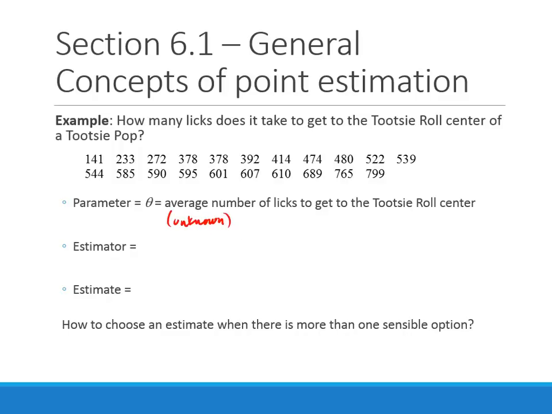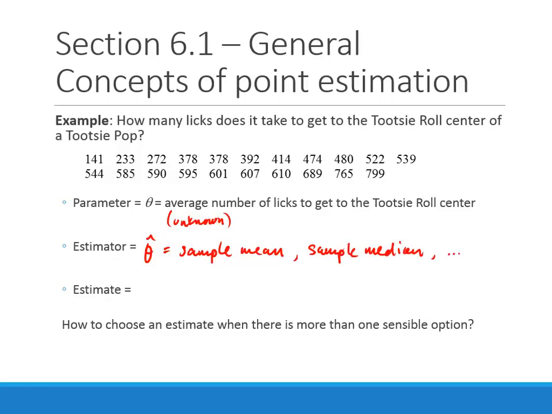But I can set up an estimator to get a best guess of what that thing is. Here my estimator theta hat could be, if I take a sample of people who have actually done this, for example, the sample mean. I could also use the sample median if I wanted to. I could use the minimum, I could use the maximum. There's lots of different choices, some of which are much better than others.